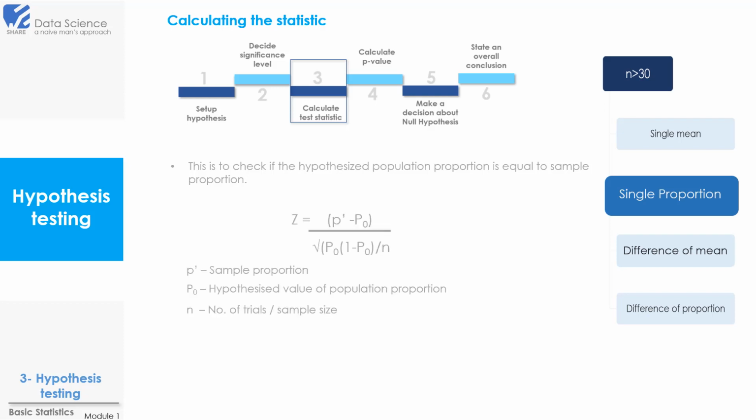Again, we will calculate the Z statistic as shown here. So we have p hat, which is the sample proportion. Then we have p naught as the hypothesized value of the population proportion, that which we are testing. And n is the number of trials. So again, after calculating the test statistic, we can move ahead with the next steps as shown at the top.